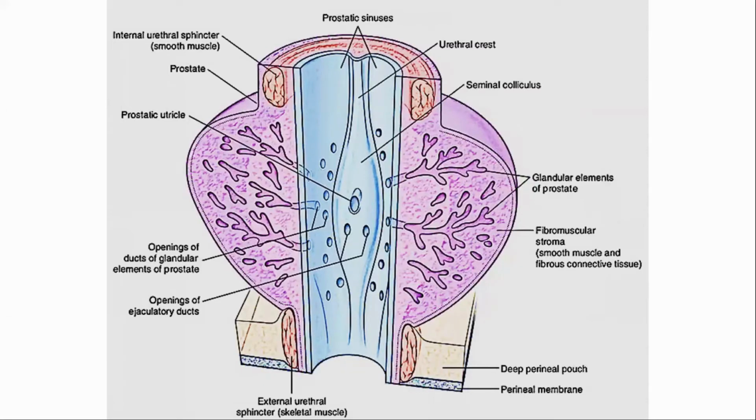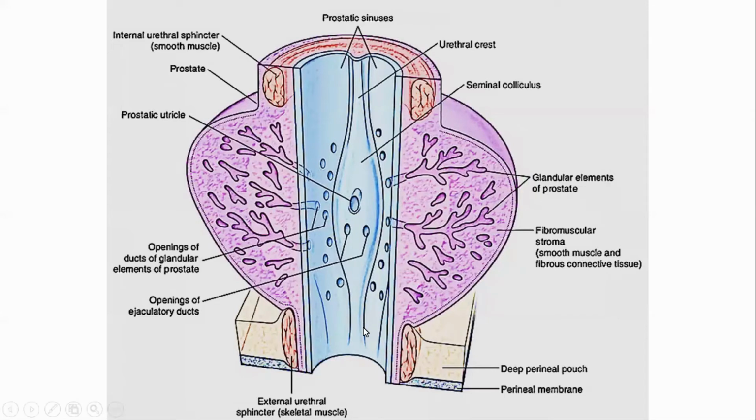It lies from the base to the apex of the prostate, or it lies inside the prostate. It is around 3 to 4 centimeters in length. Then in the cut section, we will see one midline mucosal fold, which is known as the urethral crest. On either side of the urethral crest, there are spaces. These spaces are known as prostatic sinuses or urethral sinuses.